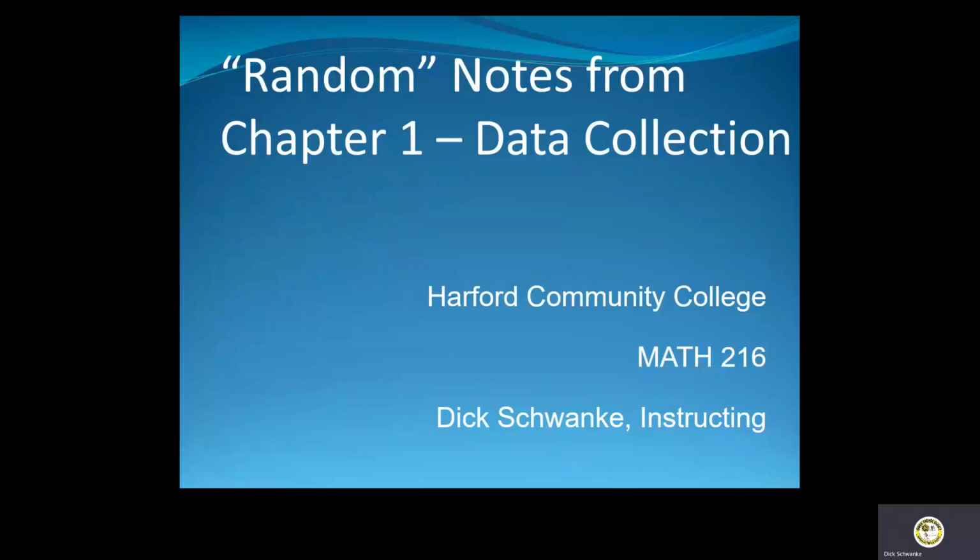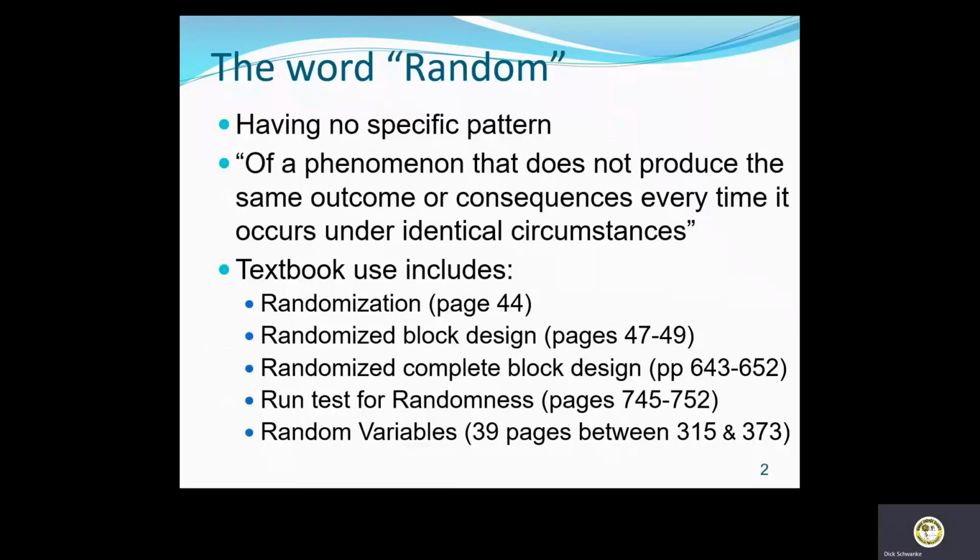In this video, we want to take a look at the random number table and how we might generate things from it. When we use the word random, what we mean is there's no specific pattern, or really, quote, the definition of a phenomenon that does not produce the same outcome or consequences every time it occurs under identical circumstances.